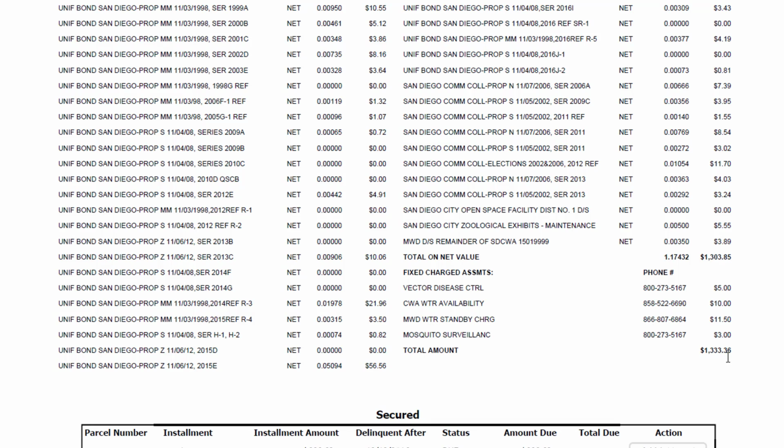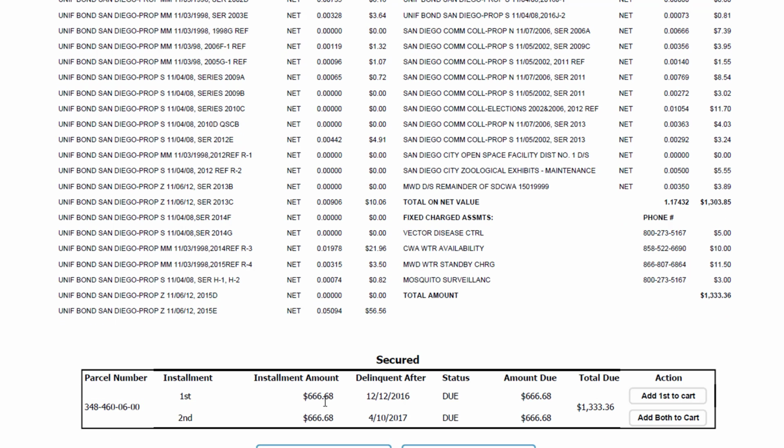So this $1,333.36 gets broken up into those 2 halves. The first half, well, I guess this year the 10th must have fallen on a Saturday because it's delinquent as of the 12th, and the second half is due as of that April 10 deadline, both combining to 1333.